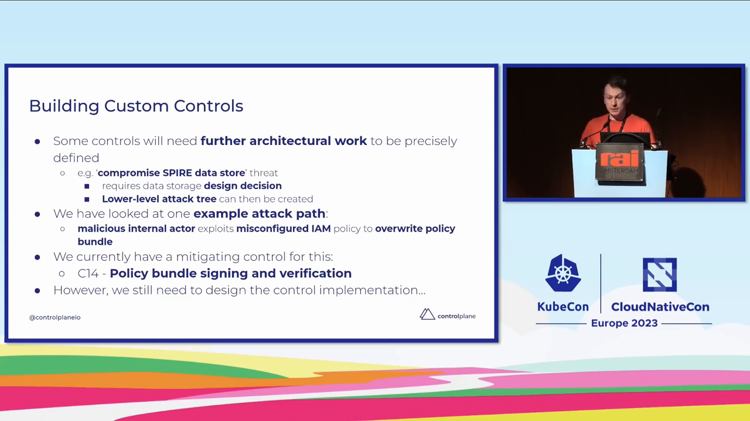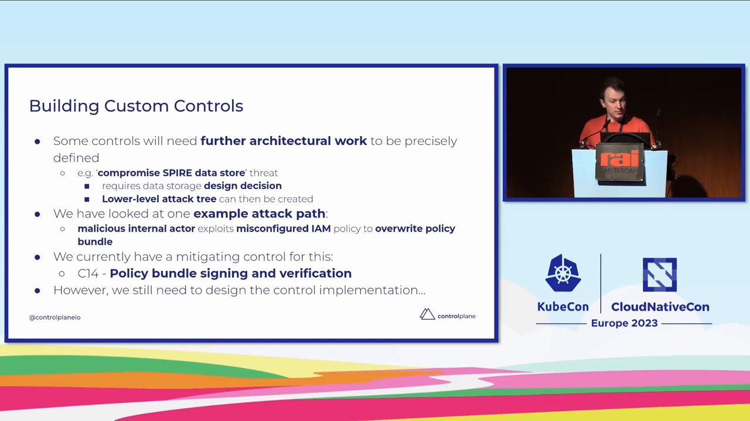Worth saying that when building custom controls, some controls will need further architectural work. So if we did look into the details on that bigger attack tree before, we would have seen a threat which is compromised SPIRE data store. If I could do this, maybe I could add in fake registration entries and convince one workload that I am a legitimate workload that should be able to talk to it, but in reality, I'm a malicious workload. However, to threat model this in detail, we need to make design decisions about how SPIRE is going to access this stored data. So what we would do at this point is draw a lower level attack tree and do a detailed threat model.